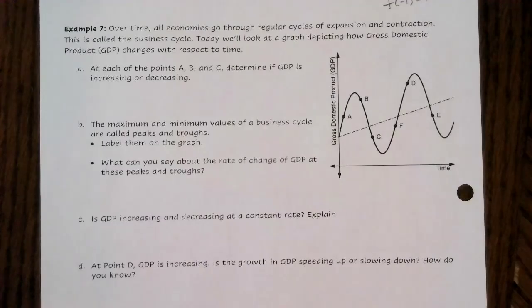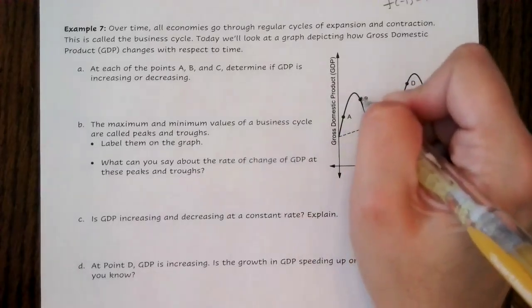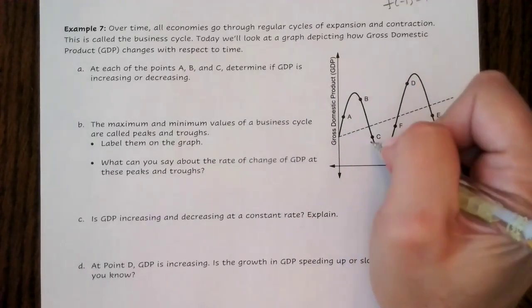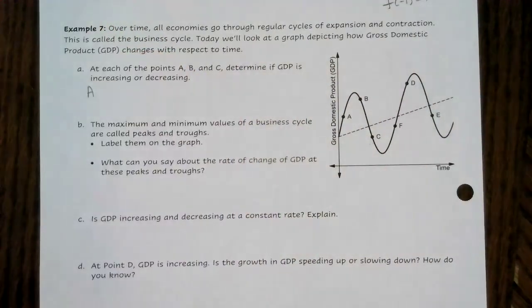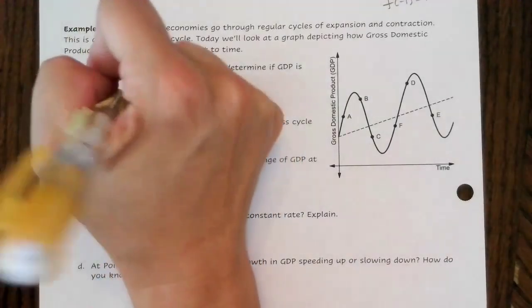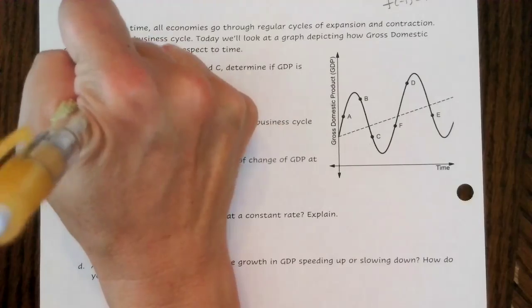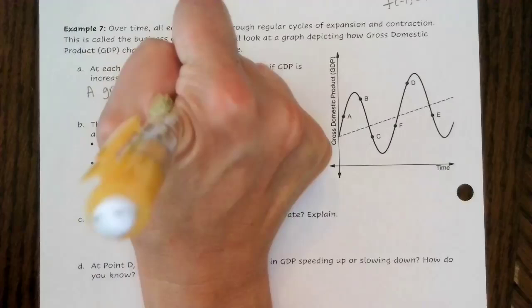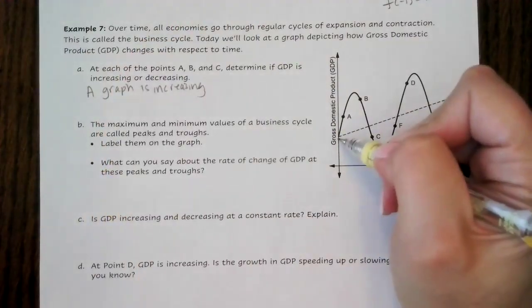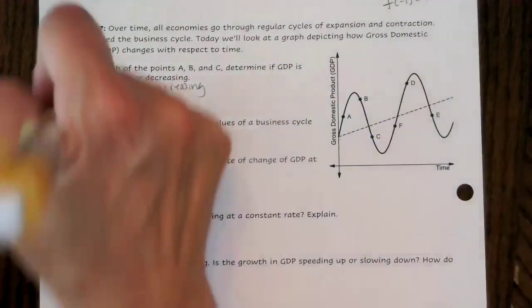At each of the points A, B, C, determine if GDP is increasing or decreasing. And so we're looking at these 3 points to start with, the A, the B, and the C. And so at point A, my graph is increasing, because it is going up from left to right.